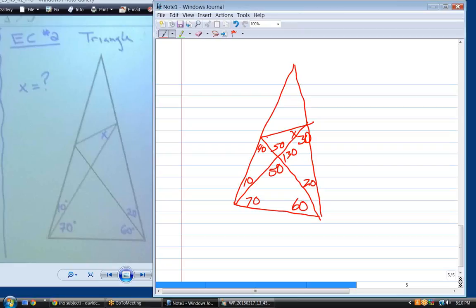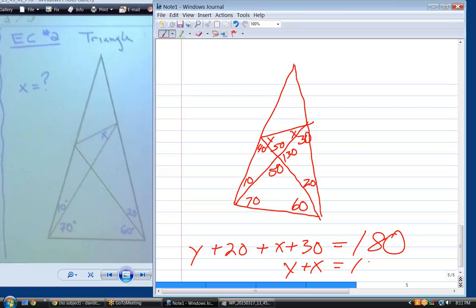Let's call this angle right here, for the time being, y. So what do we know? We know that y plus 20 plus x plus 30 has to equal 180, right? This right triangle, this triangle over here. Yeah. Okay, that's one equation. So we know y plus x equals 130.